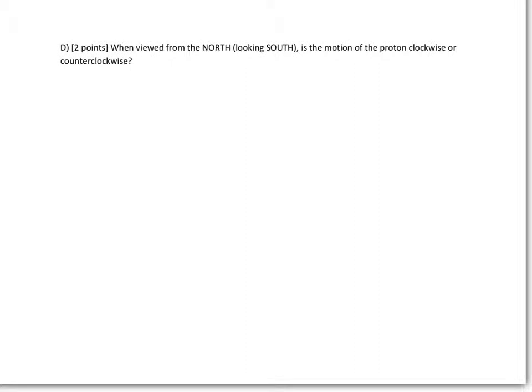The last problem here asks you to determine if the direction of the motion of the proton is clockwise or counterclockwise. And the best way to see this, I think, is just to draw a simple diagram. Here, these dots represent the magnetic field. It's coming out at you, so you're actually looking south. If you remember, the magnetic field is pointing north.